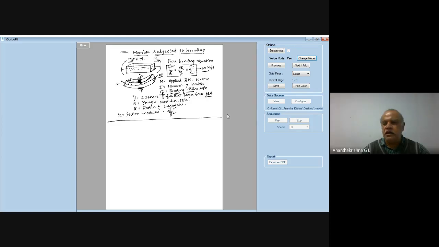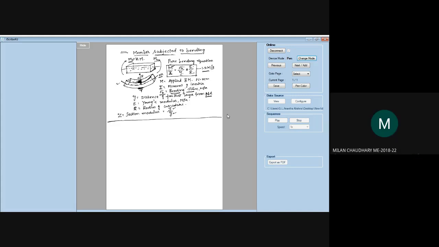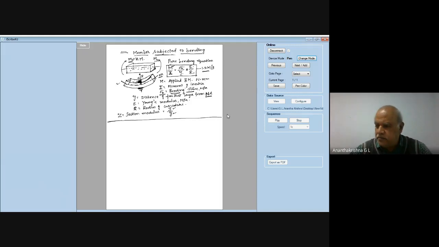Could you see the writing clearly on the screens? Is there clarity? Yes, sir. Okay. Millimeter to the power 4 is the moment of inertia. Y is in millimeter. Young's modulus in megapascal. Radius of curvature in millimeter.